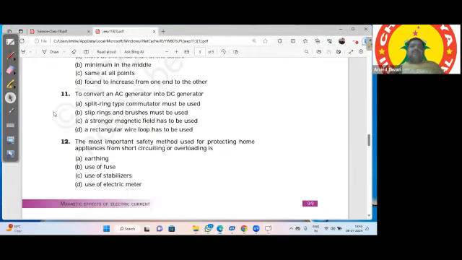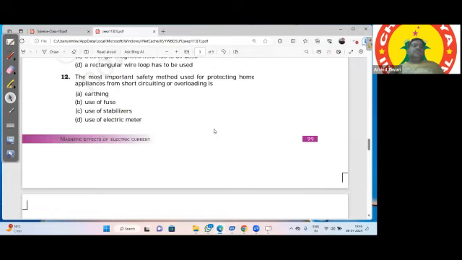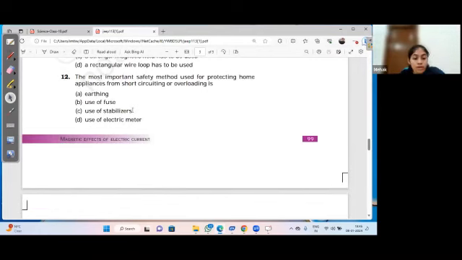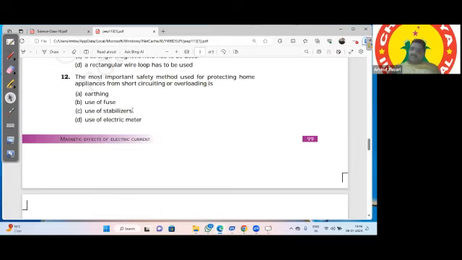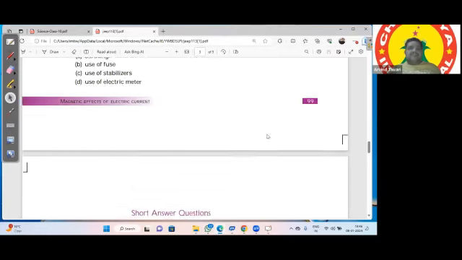Let's see question 11. Okay, let's leave this generator. The most important safety method used for protecting home appliances from short circuit or overloading is: earthing, use of fuse, or stabilizers? Which of them do we use for protecting from overloading? For overloading, it is the fuse, not earthing. Earthing is a safety device against shock and leakage currents.